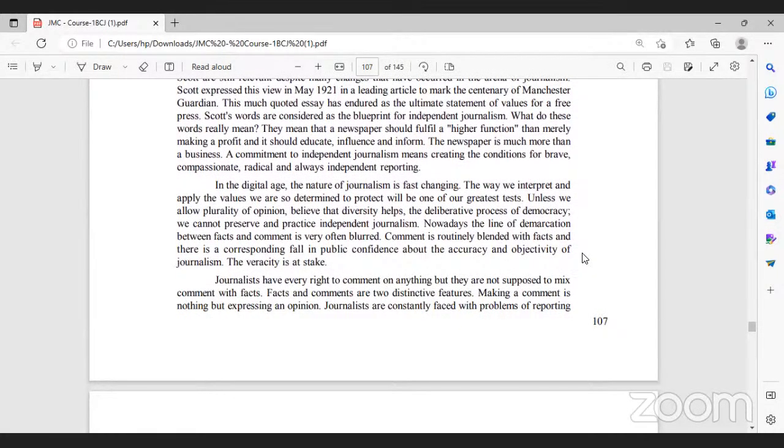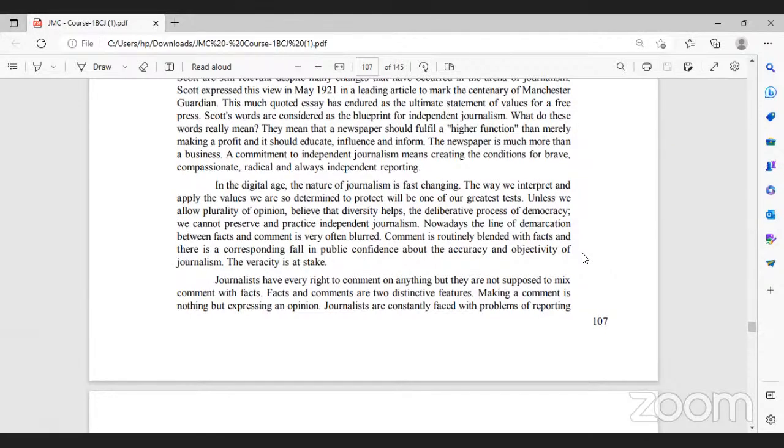However, we see that in this digital age, the nature of journalism is fast changing. The way they interpret and apply the values is one of the greatest tests. Unless we allow plurality of opinion, belief, and diversity, the deliberate process of democracy is not helped. When we say democracy, you have a plurality of opinion, you have belief, you understand what is diversity and the deliberate process. So until and unless we have that in a democracy, we cannot preserve and practice independent journalism.